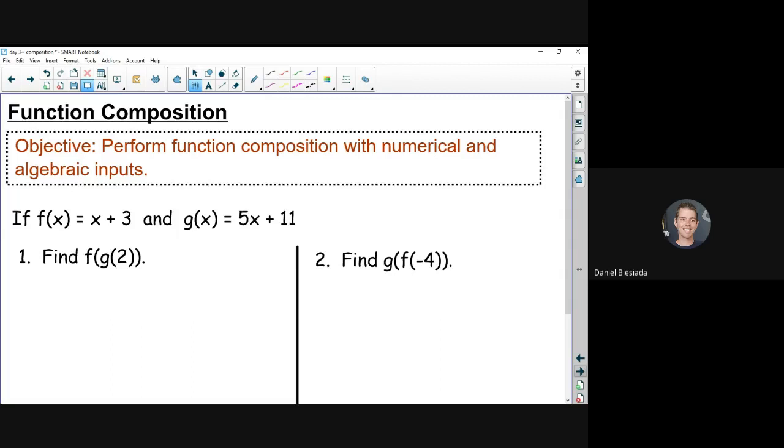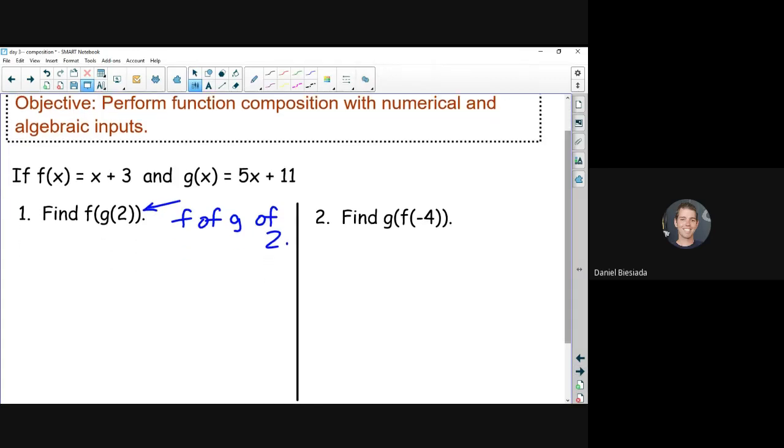So let's start here. We're going to use the two functions f of x equals x plus 3 and g of x equals 5x plus 11. Now, the thing they're asking us for here looks like it would be very difficult to say. And the way we read that is f of g of 2. F of g of 2. So basically, it's kind of like a problem inside of another problem. And the key for performing function composition, which is what this is called, is starting on the inside.